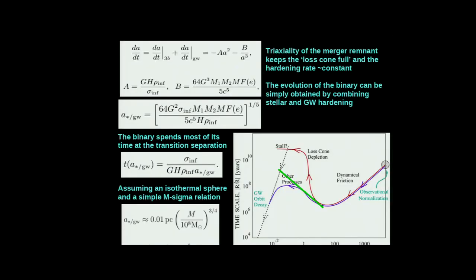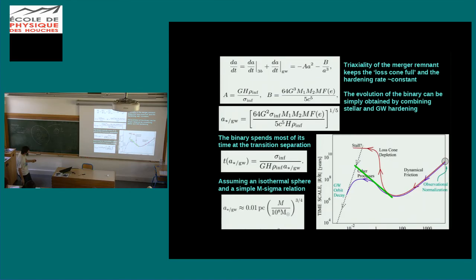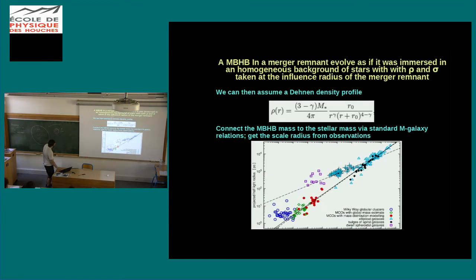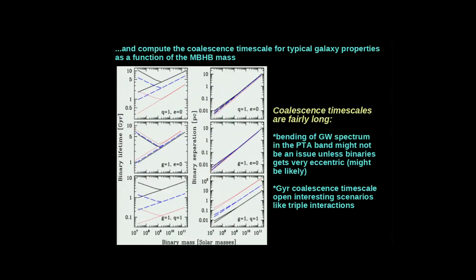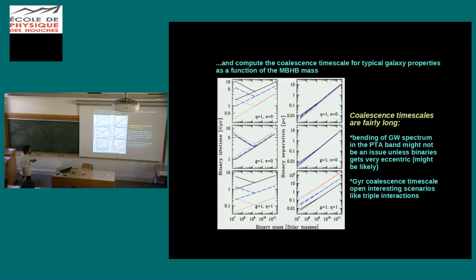For typical systems, the transition radius is of the order of a centiparsec, and it scales almost linearly with the mass. This scaling with the mass depends on the density profile that you're assuming. And the typical timescale, if you take a characteristic density profile for a galaxy, over which this evolution happens can actually be up to several gigayears.